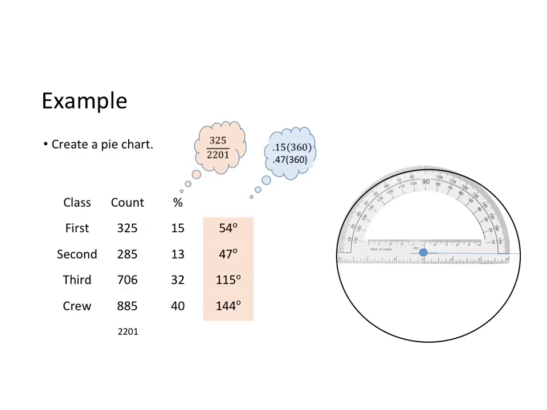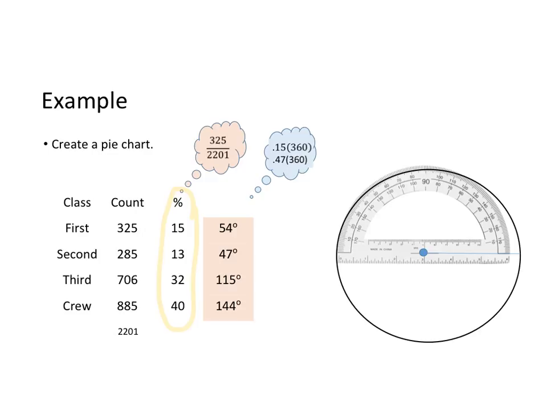So notice we have our percent column from our table. First class passengers was 15% aboard the ship, second class 13% aboard, the third class passengers, 32% of people, and the crew members, 40% of all people. So that takes care of our percentages.